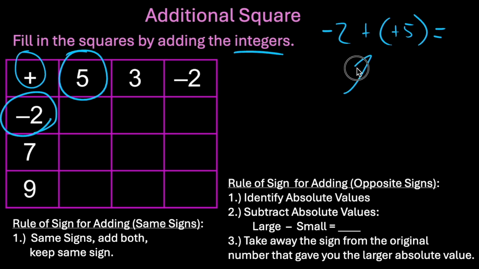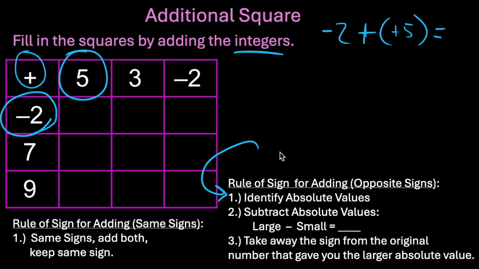Anytime you're adding two numbers with opposite signs, look at the -2 and the +5. They both have different signs. You want to apply the rule of sign for adding opposite signs. So let's go ahead and use the rule of sign for adding opposite signs. And there are three simple steps that you want to take.